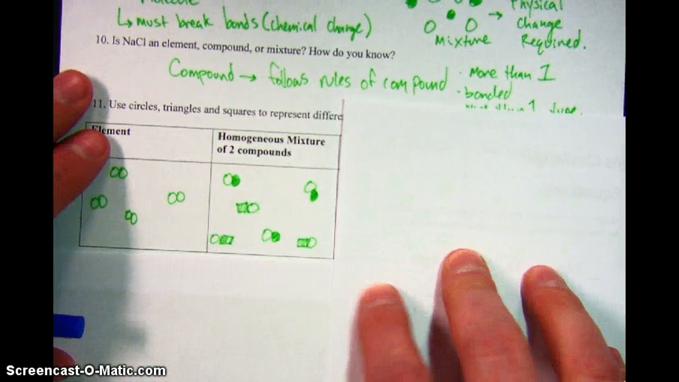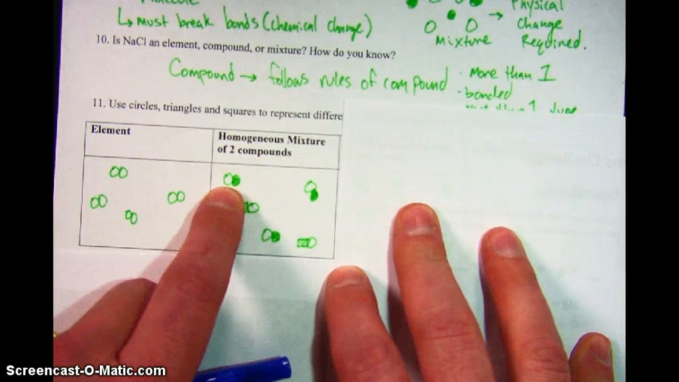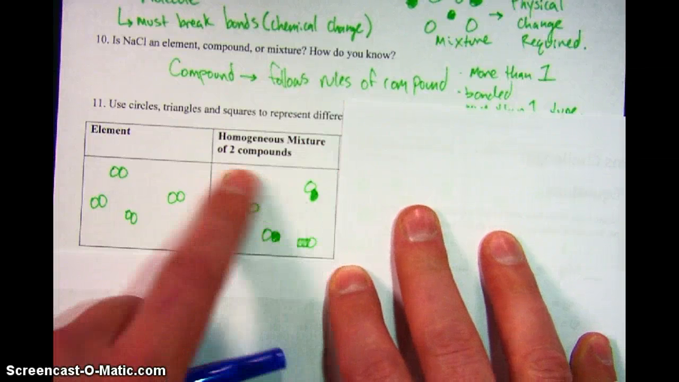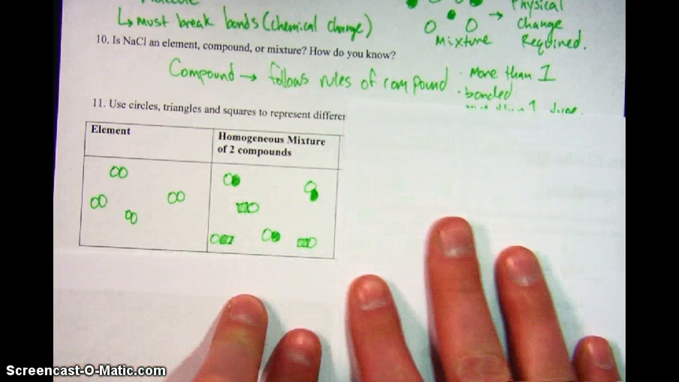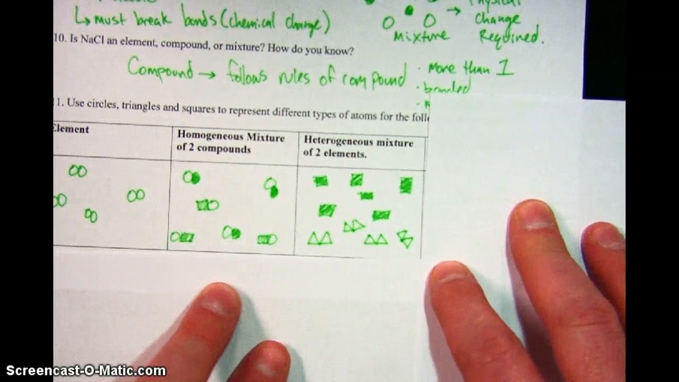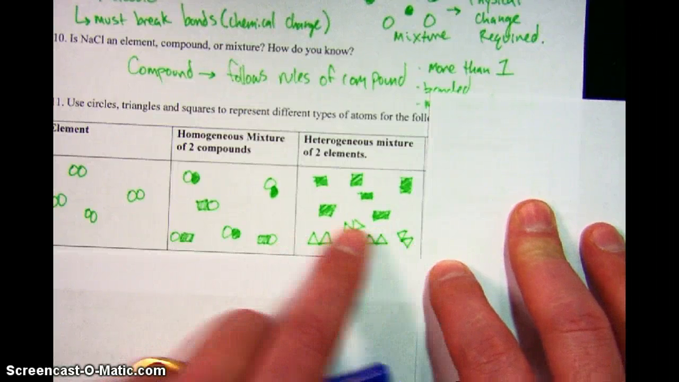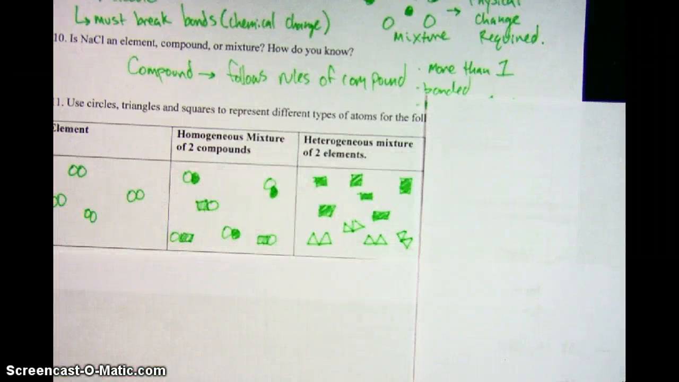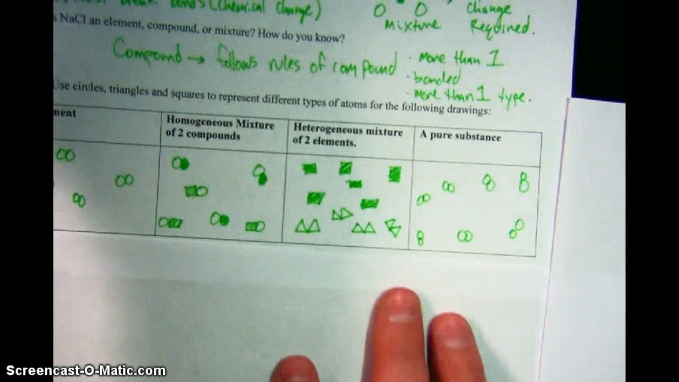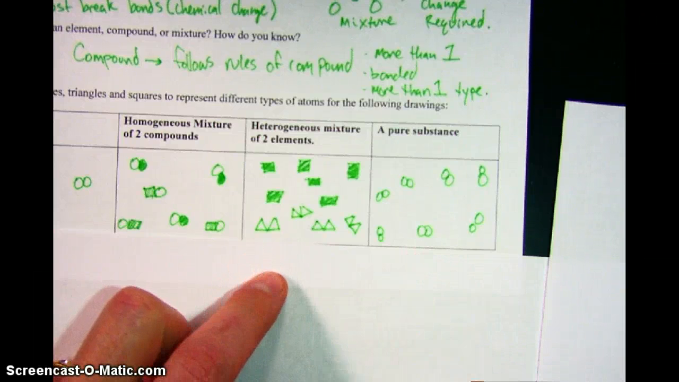For a homogeneous mixture, as long as it is totally mixed, and it says of 2 compounds, totally mixed, and I'm showing 2 different compounds. Notice I have the dark green and the white as a compound, and then I have a square and a circle as a different compound, and they're fairly well mixed. For heterogeneous mixture of two elements, heterogeneous means not well mixed, so I've got all my triangle elements down here at the bottom, all my squares up at the top. And the final one says a pure substance, so in this box, as long as you drew just one type of element or just one type of compound, that would be the right answer.